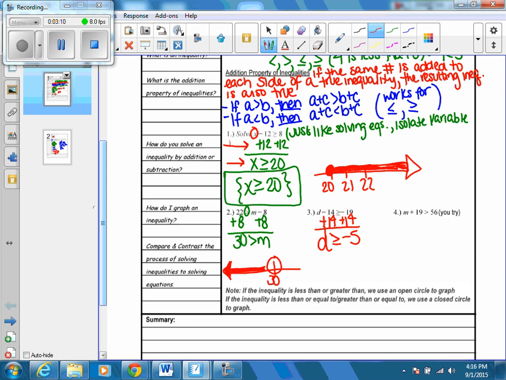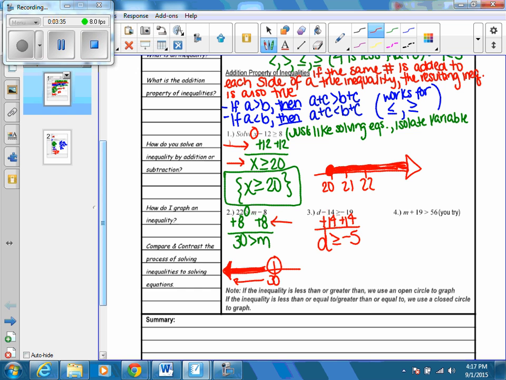So just like my equation, to get m by itself, I have to add 8 to both sides. When I'm adding 8, I get 30 is greater than m. This time, anything that is less than 30, but not including it, is going to be graphed. So that's why I have an open circle, including everything that is less than 30.